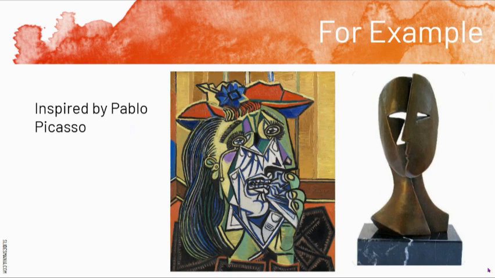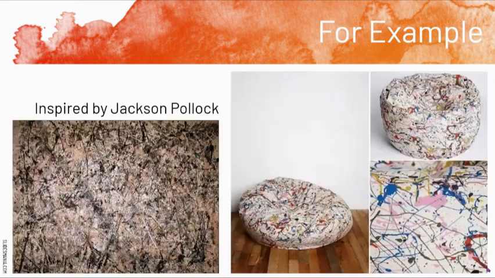For example, on the left we have Weeping Woman by Pablo Picasso. He is well known for his abstractions and his cubism. On the right is a sculpture inspired by that artwork. You can see how connected it is to that style, but it's not an exact duplicate. That's not what I'm asking you to create.